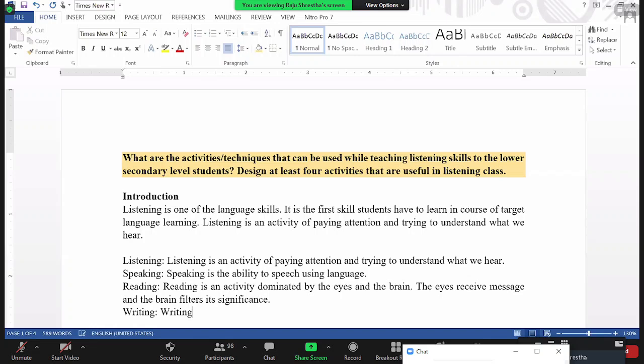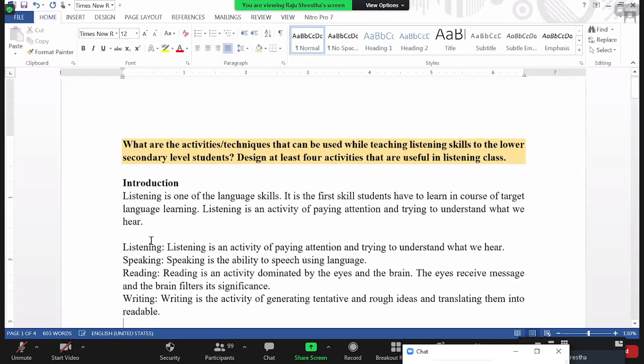Like this. And writing, you can write, writing is the activity of generating tentative and rough ideas and translating them into readable text. Like this, एउटा definition चाहिँ तपाईहरु सबैको चाहिँ कन्ट्रोल गरेर भन्नु होला.